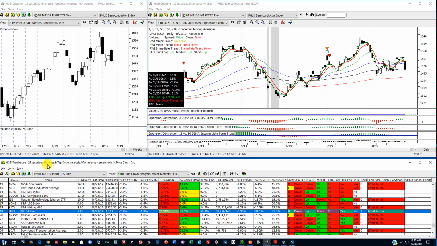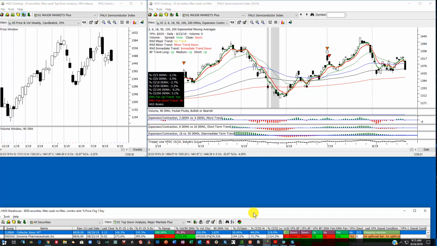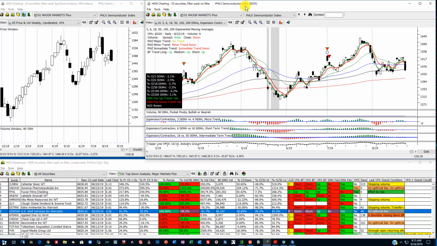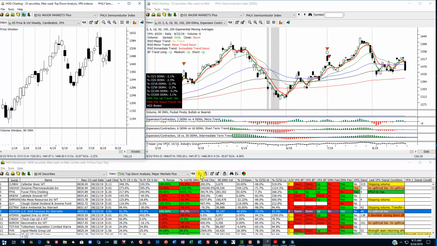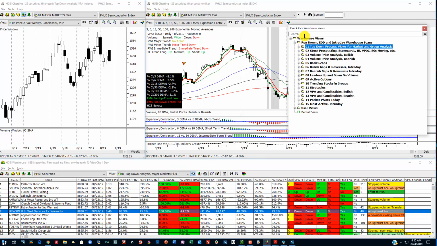Let me get this in position. I'm going to go to my all securities. All you have to do is hit the alternate and the space bar. It'll go there. I don't know why I'm not lining up here. There we go. And I'm going to open this up.